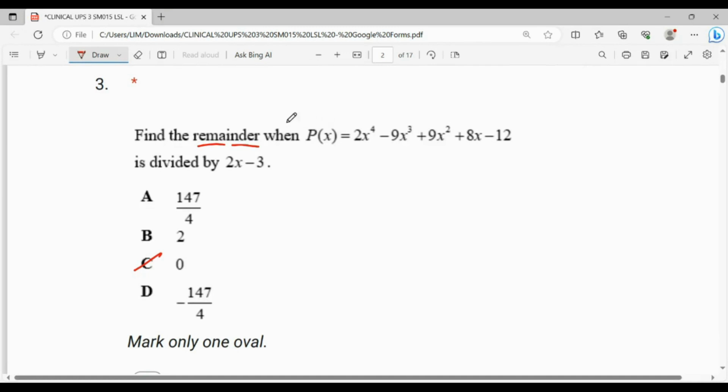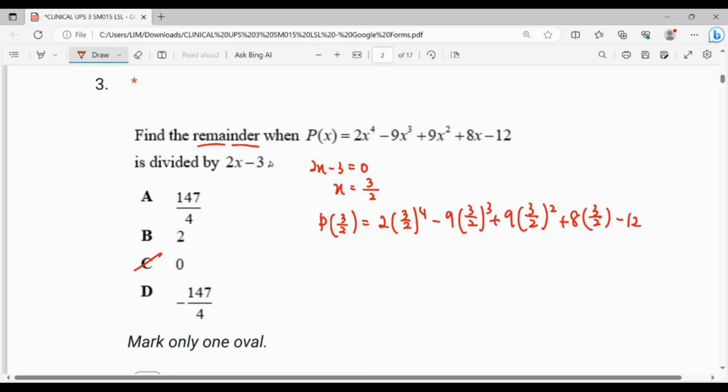For the first question, find the remainder when the polynomial is divided by 2x minus 3. From here, we can either use long division or the remainder theorem. For a faster way, we'll use the remainder theorem where 2x minus 3 equals 0. From here, we get x equals 3 over 2 as we substitute it into our polynomial. The value that we get here will be our remainder. Then we just press the calculator. By using the calculator, we can notice that our answer is 0.